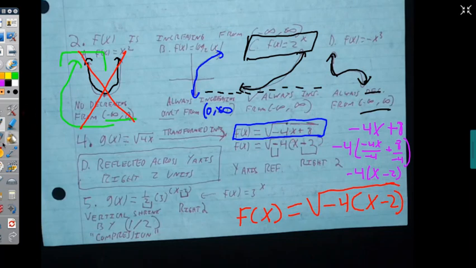Alright, I'm going to erase my work for factoring out negative 4. So one skill to practice, if you're unfamiliar with it or just rusty on it, is factoring. Factoring is a very important skill. Alright, so f of x is equal to the square root of negative 4 times x minus 2. And at this point, we can identify some transformations here. What does this negative sign indicate for function transformations?